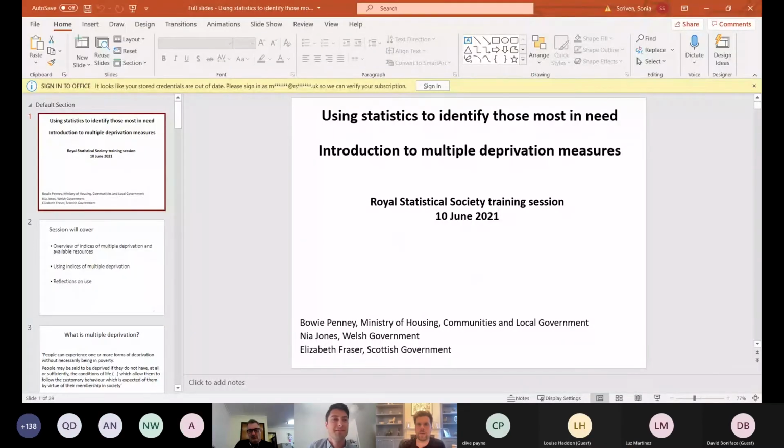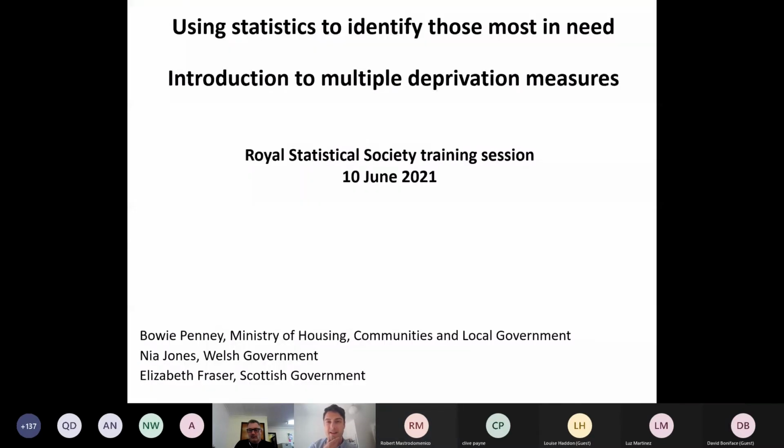Sure thing. Thank you so much, Rob, and thank you so much for the invitation. Lovely to see a whole range of people here and a massive invite list. So really pleased to be here and talking to you about deprivation today.